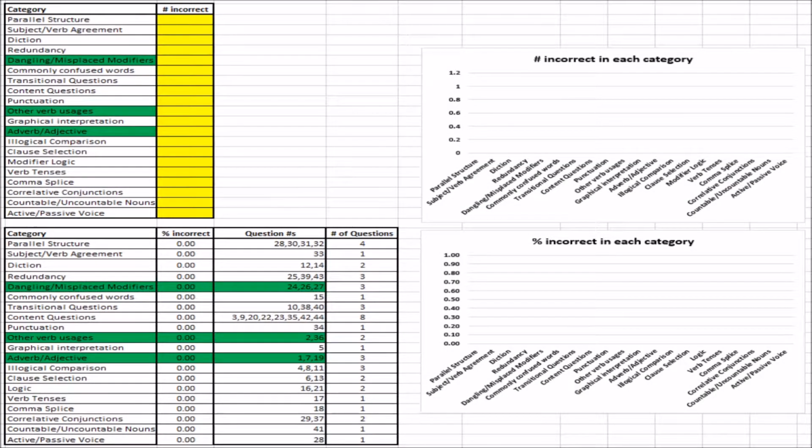Alright guys, so here's the question category chart for practice exam 2. And we will be covering adverb adjectives, other verb usages, and dangling or misplaced modifiers for this exam.